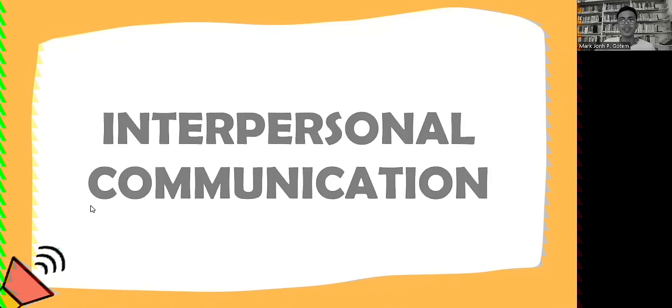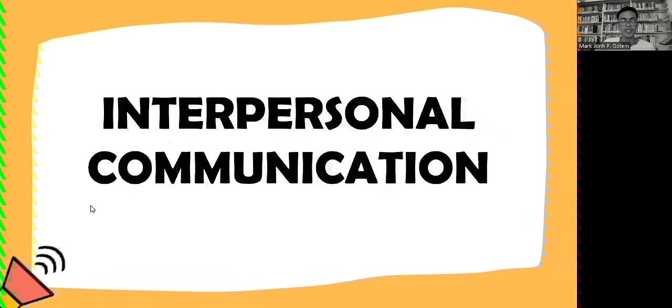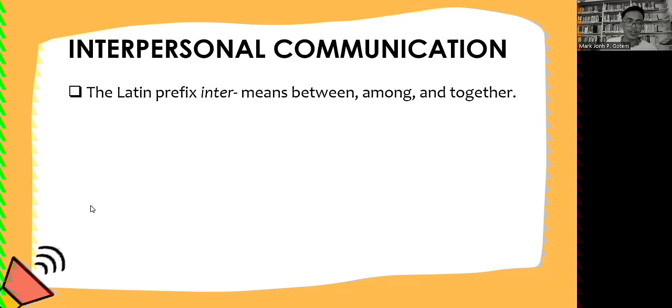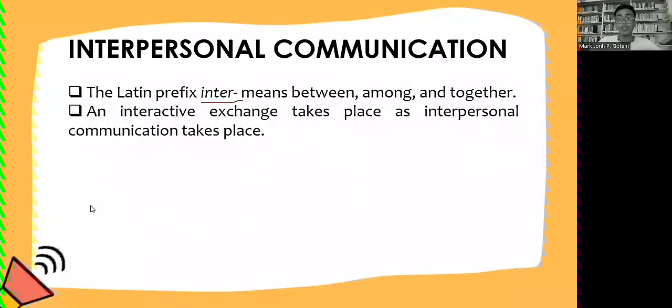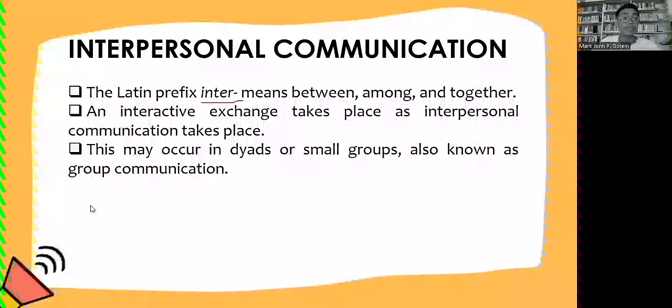Next is interpersonal communication. What is interpersonal communication? The Latin prefix inter means between, among, and together. An interactive exchange takes place as interpersonal communication takes place. And this may occur in dyads or what we call small groups, also known as group communication. It is written here: between, among, and together. So dyads or small groups are considered interpersonal communication.